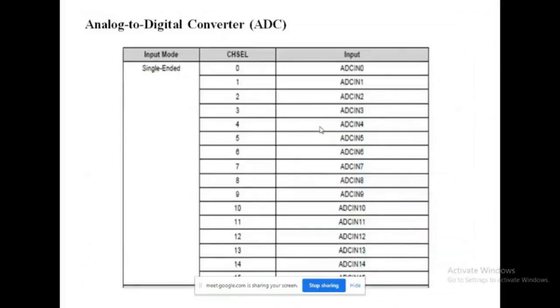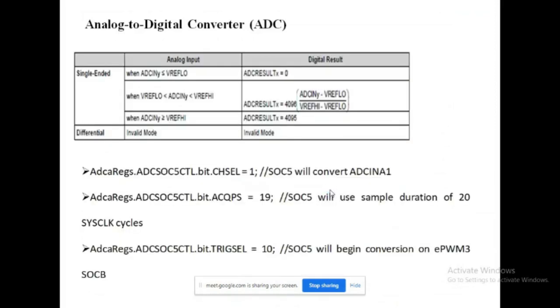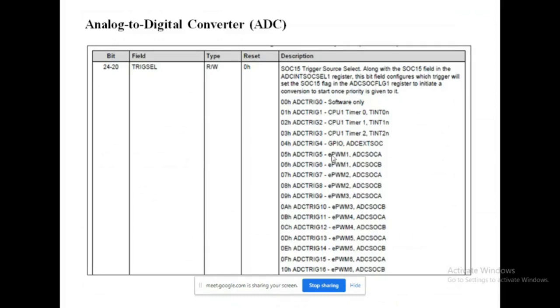Then you have a trigger selection. Trigger selection is to select the sampling frequency of your ADC, and this is required. We saw yesterday that if we choose trigger selection equal to 10, you will be choosing EPWM3. ADC trigger 10 is EPWM3, so your ADC start of conversion signal will be generated by EPWM3. We'll see how we generate that.